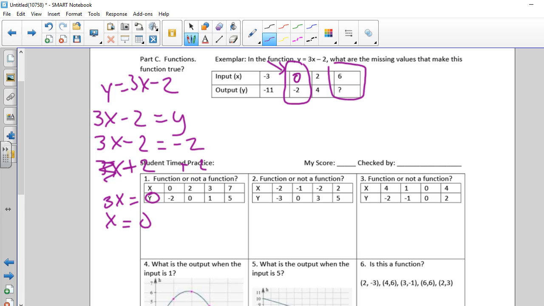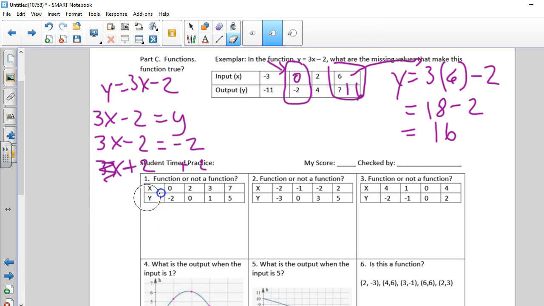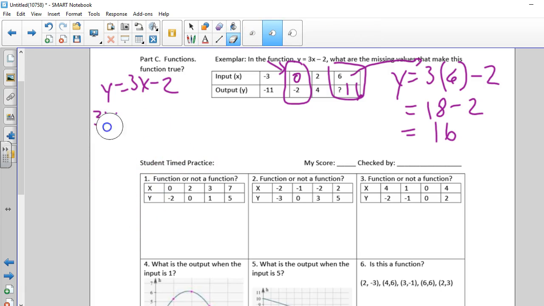For the second missing value, I have the input, but I don't know the output. So I'm going to write down the equation just like I saw it, but instead of x, I'm going to replace it with 6, the input value. 3 times 6 is 18, minus 2 means that this missing value is 16. And so if you're given a table and asked to fill in missing values, that's really easy. You just substitute.